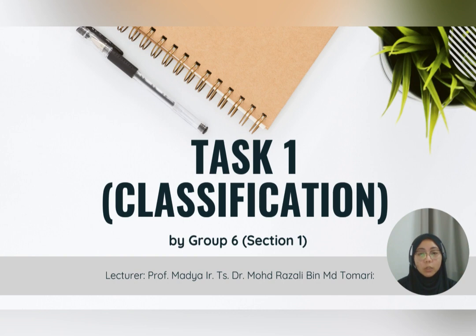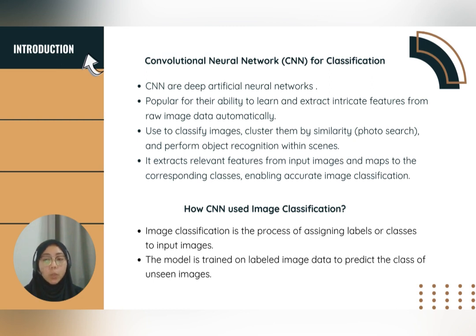I will be presenting the theoretical part and results obtained for task number 1, which is the classification part. Convolutional neural network, CNN, for classification. Convolutional neural networks are deep artificial neural networks. We use CNN to classify images, cluster them by similarity, and perform object recognition within scenes. It also extracts relevant features from the input images and maps them to the corresponding classes, which enables accurate image classification.